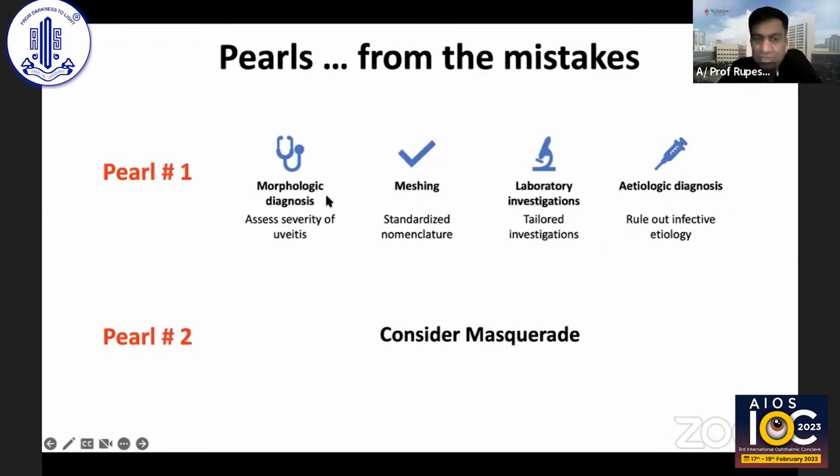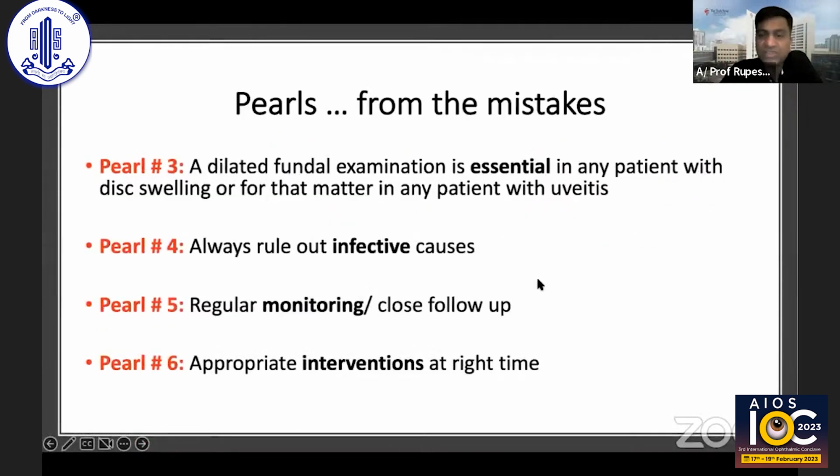I just spoke about this. We start with the morphologic diagnosis, pearl number one. Then we try to give some kind of nomenclature. Accordingly, we order some investigations based on our own learning, case to case, and then particularly come to the infective etiology. Do consider masquerades as and when you are dealing with these. These pearls are not in any particular chronological order, but as we walk across the cases of uveitis, those are the things which you have to keep in mind.